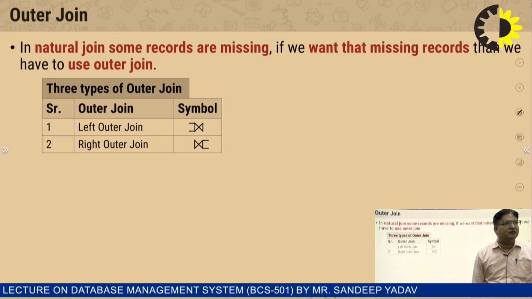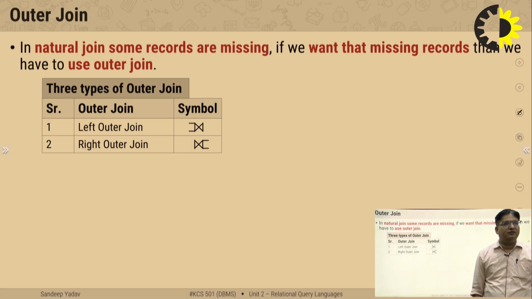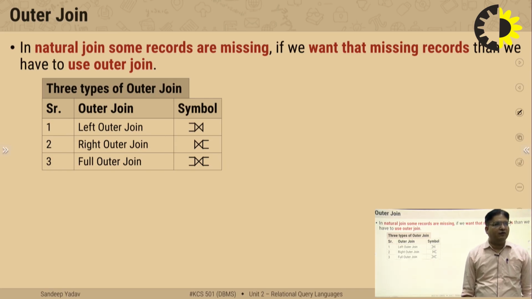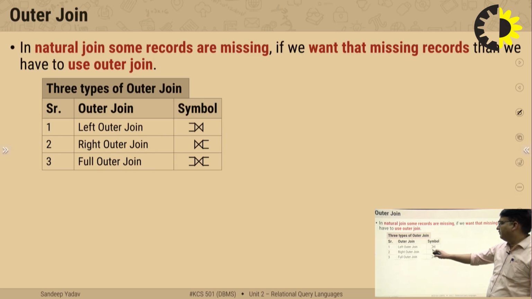Next is outer join. See, in natural join, we have seen that some of the records are missing. That is, suppose 101 is present in the result table and not present in the student table, and we also want to show that. For that, we can use the outer join. Now, outer join is of three types: left outer join, right outer join and full outer join. This is the notation: left outer join, right outer join and full outer join.